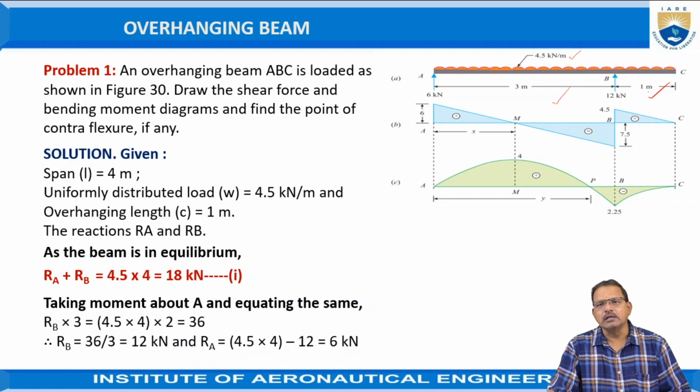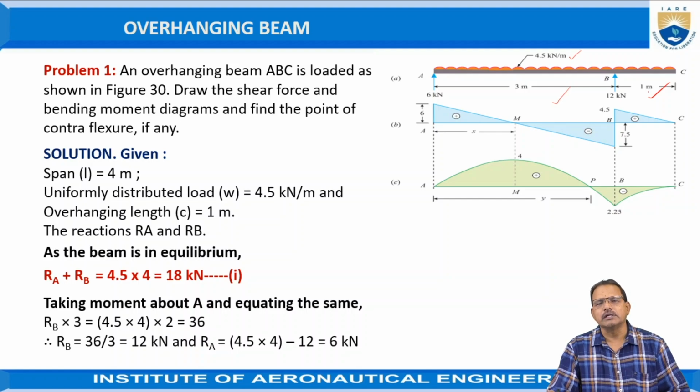Since the beam is in equilibrium, it has to satisfy two conditions. One is that the sum of the vertical forces acting on the beam should be equal to 0. The second is that the moments created by the forces at any point should be equal to 0. By using these two conditions, it is required to determine the values of RA and RB, that is, the reaction forces at A and B.